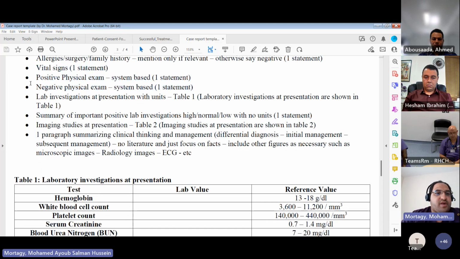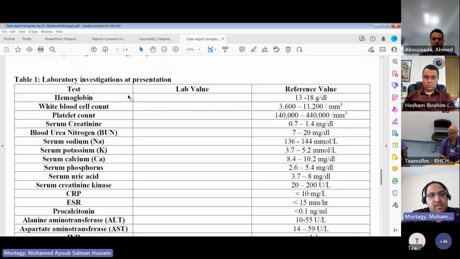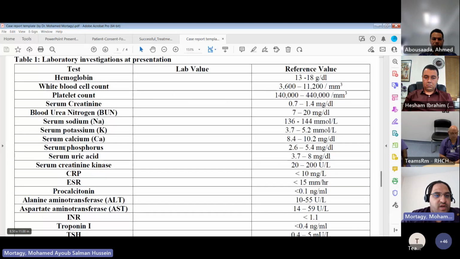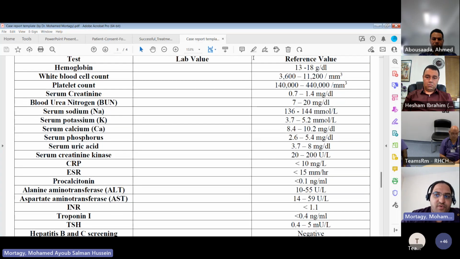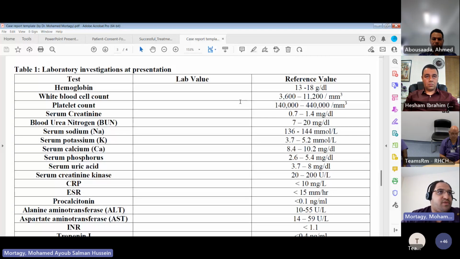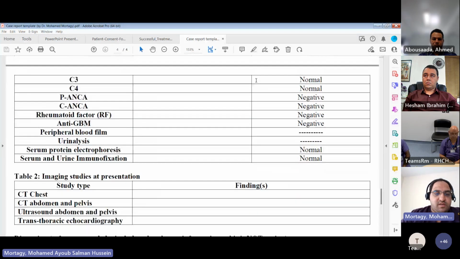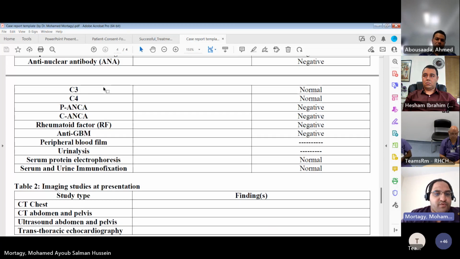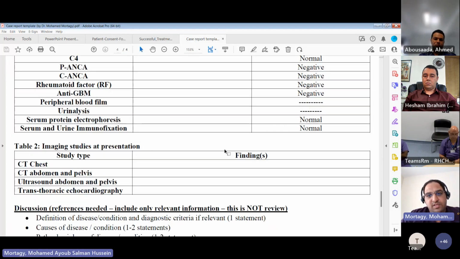And then you go for the third paragraph, which is lab investigations. Usually we do it in a table format, the test in one column, and then the lab value of the patient, and then reference value, just because it will differ if you're writing it in the UK or the US. Both have different reference values. So you write all that according to what patient had. And then you can do another table for imaging studies if there is any. So those are the two tables we usually add.